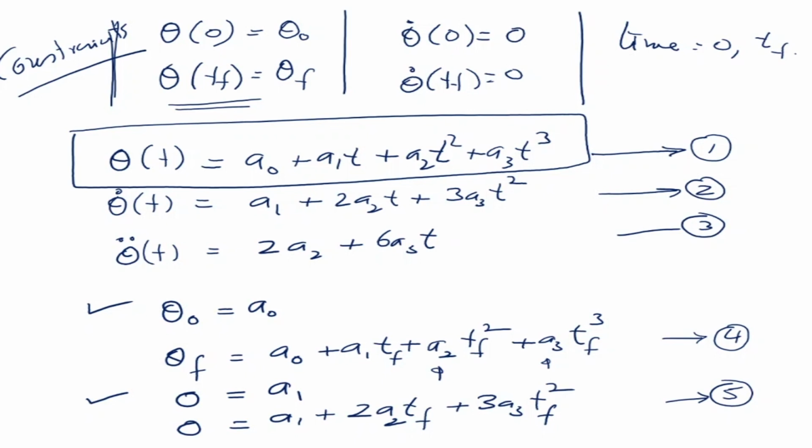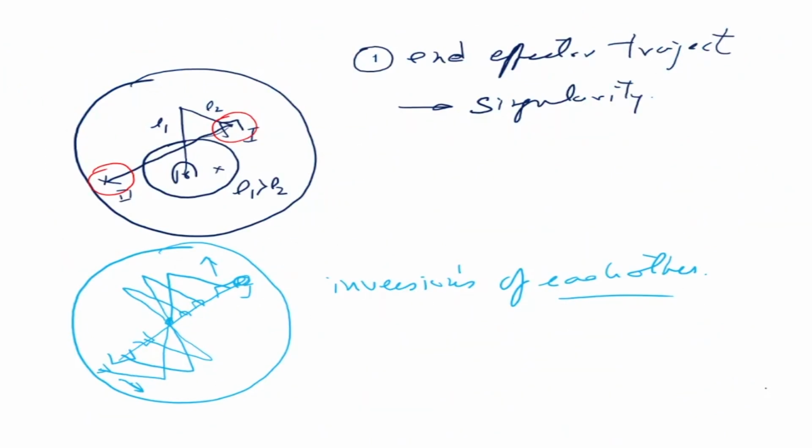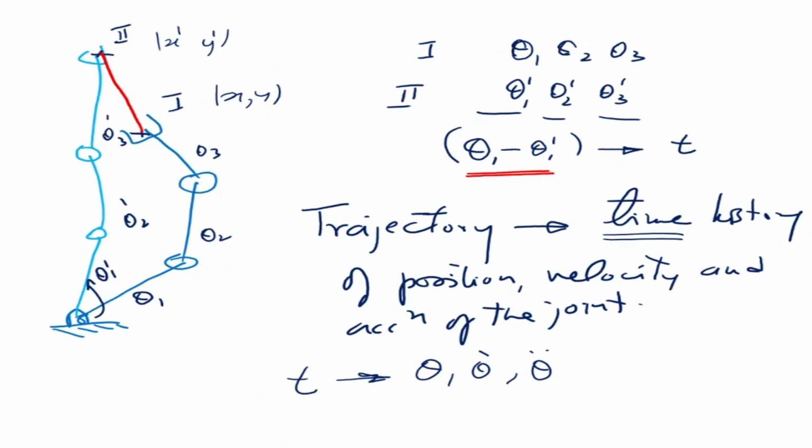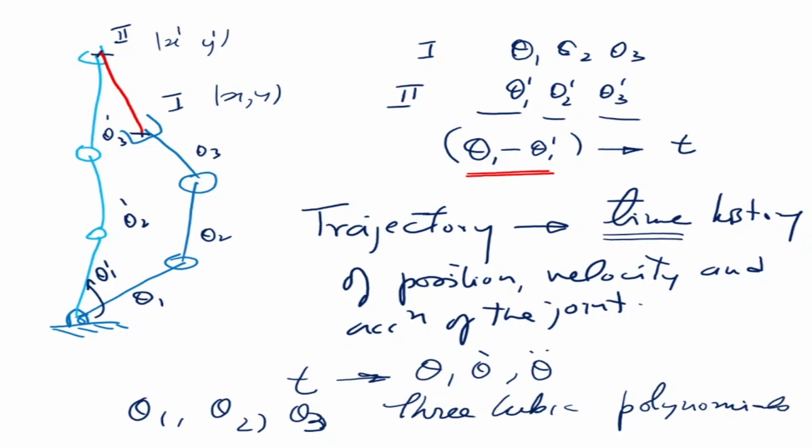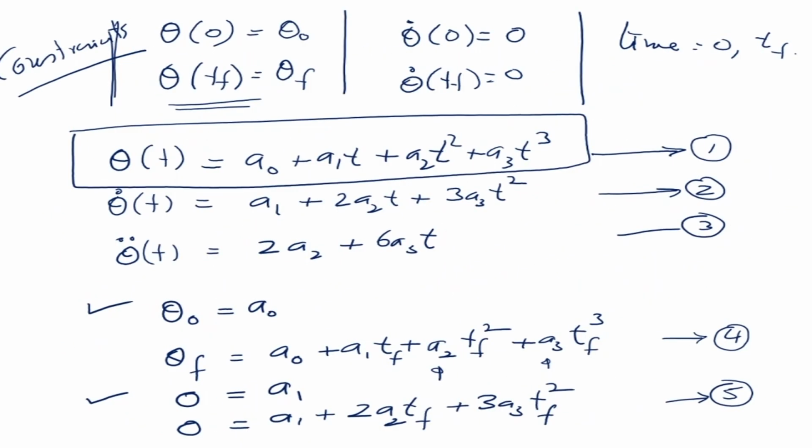Let's do a very simple example to understand this better. We are trying to fit a trajectory onto the joint of the manipulator, which is going to take it from one position to another, and we are fitting a cubic polynomial onto the joint. If there are 3 joints, theta 1, theta 2, and theta 3, we'll have 3 cubic polynomials, 1 for each joint, and that is what the controller will actually be controlling. So let's move on and look at a very simple example.